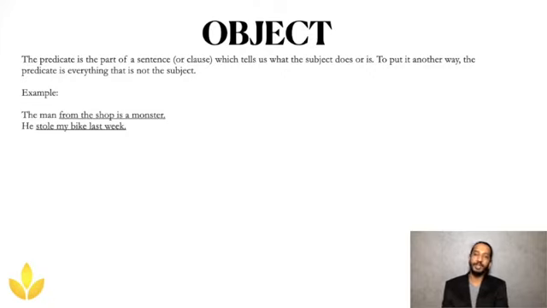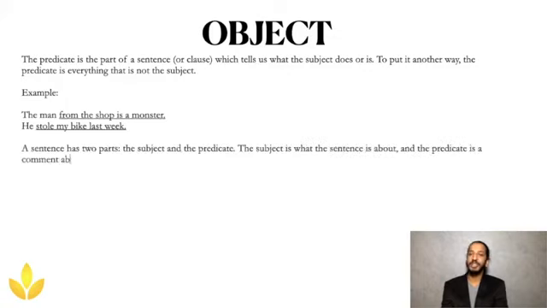A sentence has two parts, the subject and the predicate. The subject is what the sentence is about, and the predicate is a comment about the subject.